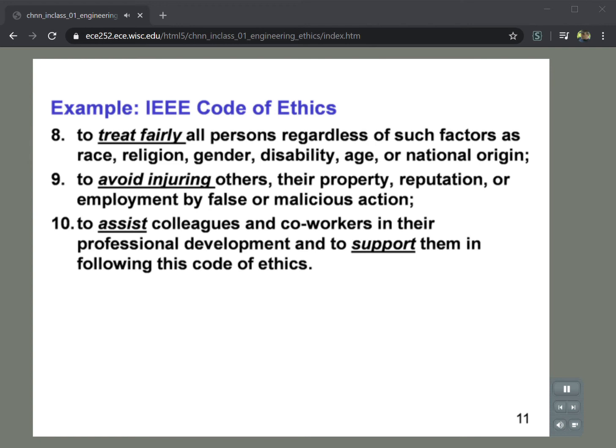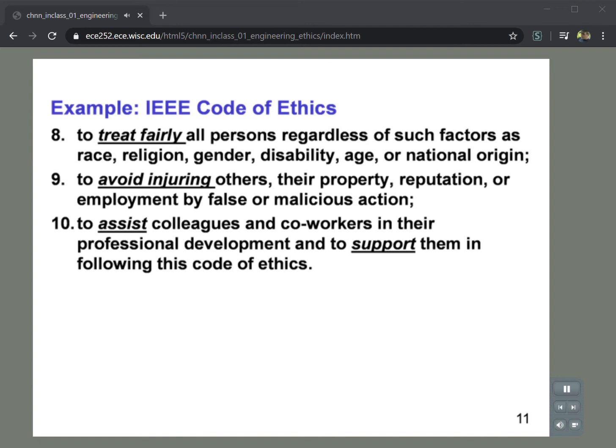The 8th clause is really a non-discrimination clause that we should treat fairly all persons regardless of their race, religion, gender, disability, age, or national origin. This is pretty standard. If you go to work for a big company like IBM, which is where I worked for a number of years before I came here, this is something that is very important and was drilled into me over and over again. This is a firing offense. If in your professional work you're found to discriminate against anyone on any of these bases, you're probably going to lose your job, and you should. That's not something that any reasonable person in this day and age should engage in.